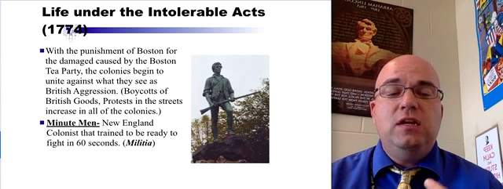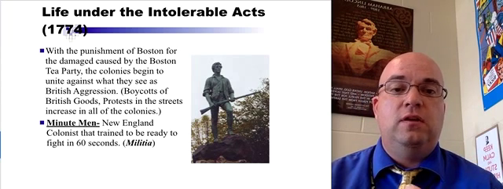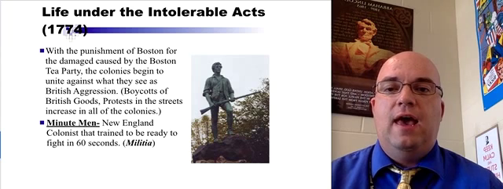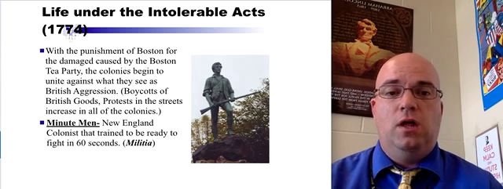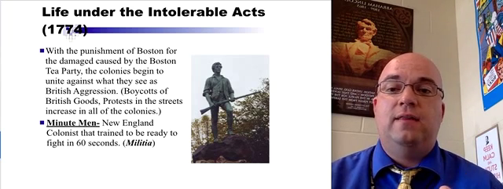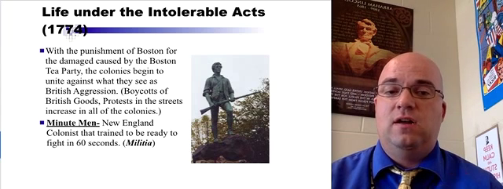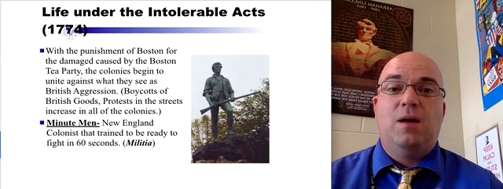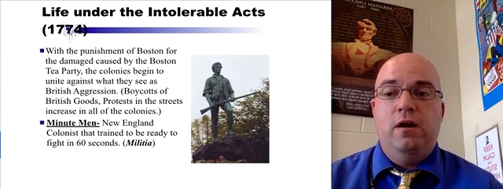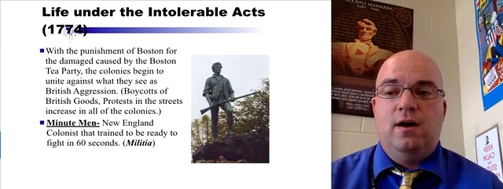And so, especially in New England, especially in Massachusetts and the areas surrounding Boston, as things are put under martial law, the colonists decide that these militias need to start preparing, stockpiling weapons and gunpowder and ammunition, and be prepared for a possible conflict.